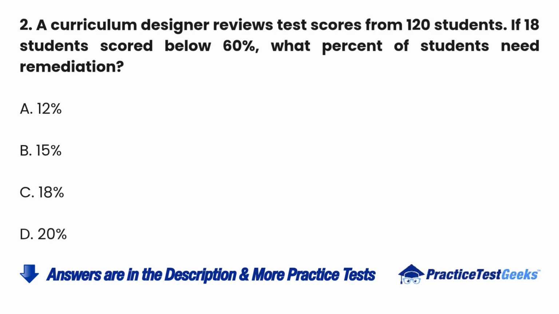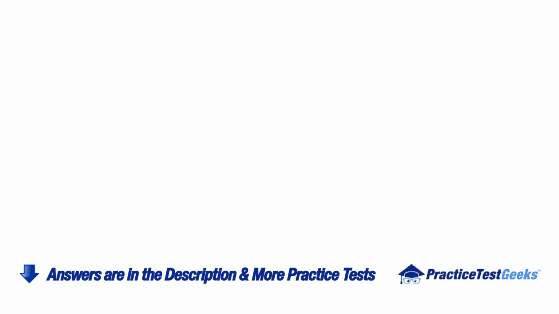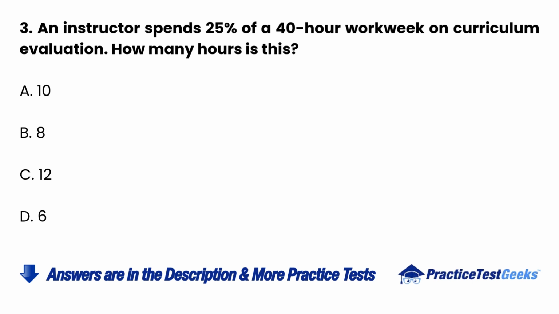D. $9,500. 2. A curriculum designer reviews test scores from 120 students. If 18 students scored below 60%, what percent of students need remediation? A. 12%. B. 15%. C. 18%. D. 20%.